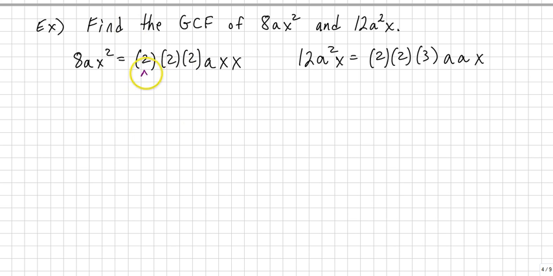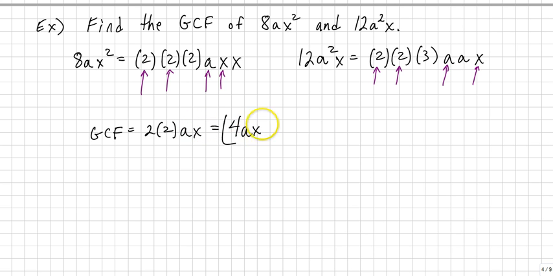So in common, they have this 2 and this 2. They have another 2. They don't have a 3 in common, but they do have an a. And they both have 1 x that's in common. So the greatest common factor will be 2 times 2 times a times x. So it'll be 4ax.